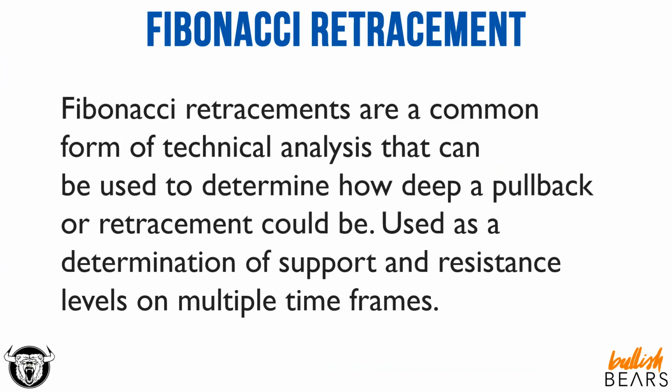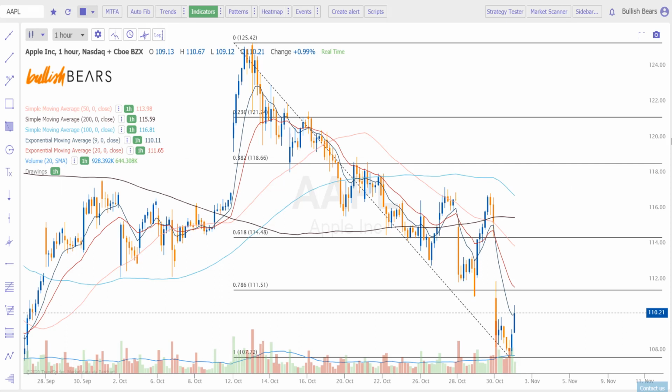Fibonacci is also very popular. You know, the Fibonacci retracements are basically a common form of technical analysis that can be used to determine how deep a pullback or a retracement could be. So it's used as a determination of support and resistance levels, and it can be used on multiple time frames. So you'll see here those black lines that I have on the chart. You're just connecting the peaks and the valleys, so the high on the chart to the low, and then look at those important percentage levels, because many times you'll see price obeys those support and resistance levels.